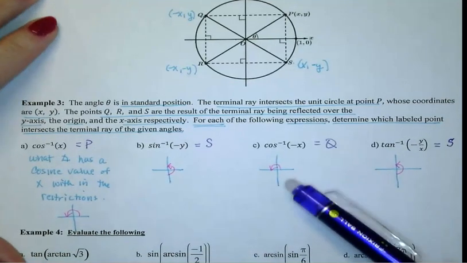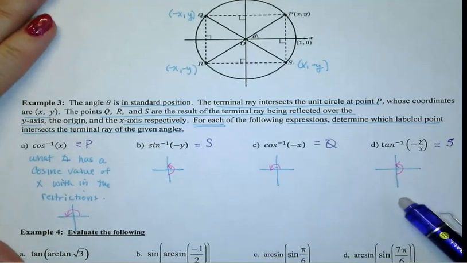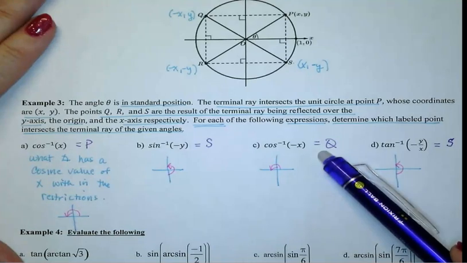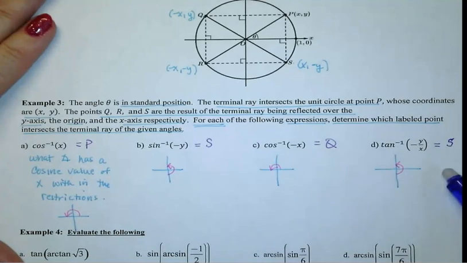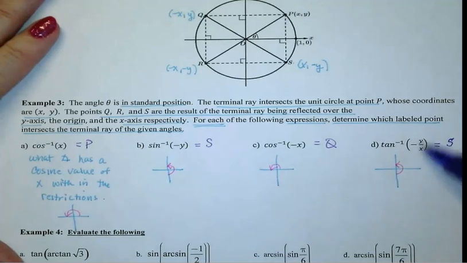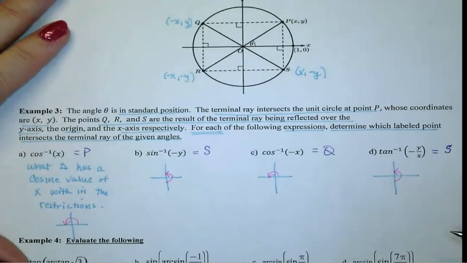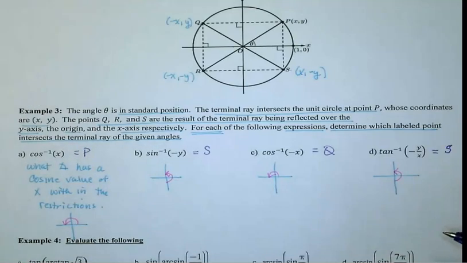All right, so how did you do? Did you get your restriction marks labeled correctly? And did you pick point Q for C and point S for D? All right, so notice right here, this is saying what angle has a tangent value of negative y over x. So you had to look and see which one of those slopes would be positive and which one would be negative in order to be able to answer that question, okay? So hopefully that makes sense.